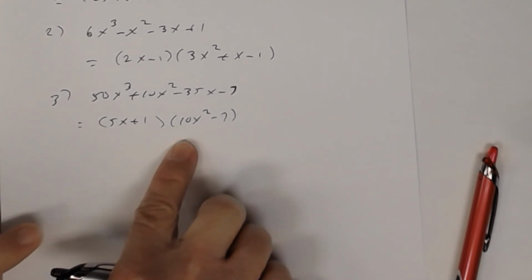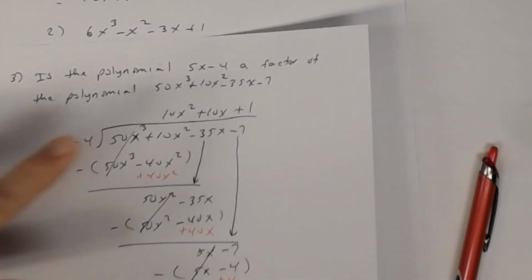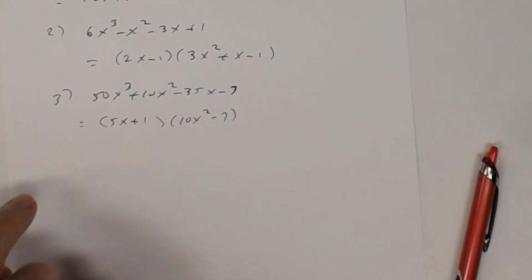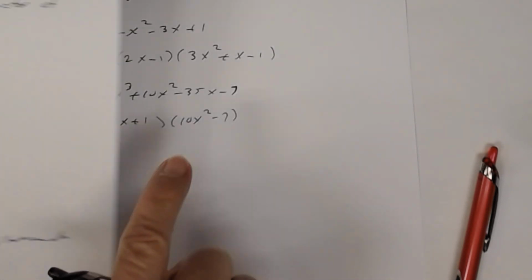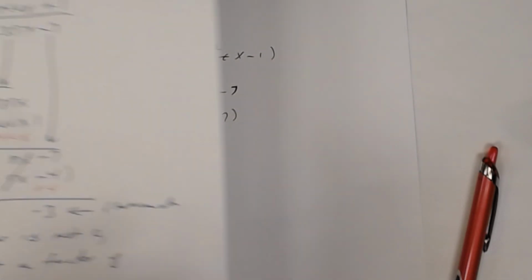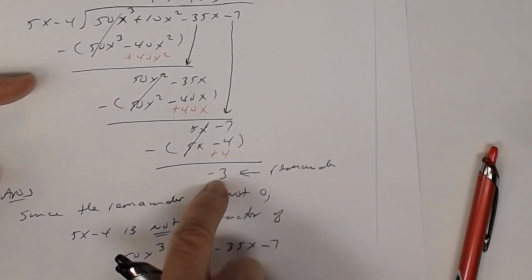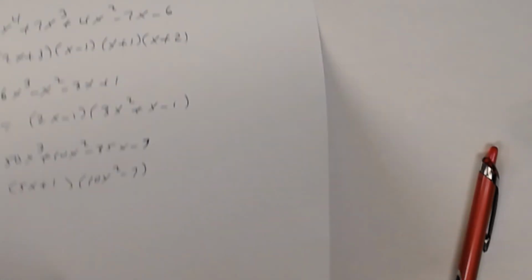But notice in either case, 5x minus 4 is not one of those listed. Okay? So the question was, is 5x plus 1 a factor of this? Then the answer would be yes. You can see it here. And then you would do the work and you get it. And in that case, you would get a remainder of 0. Okay? All right, so that's the idea.